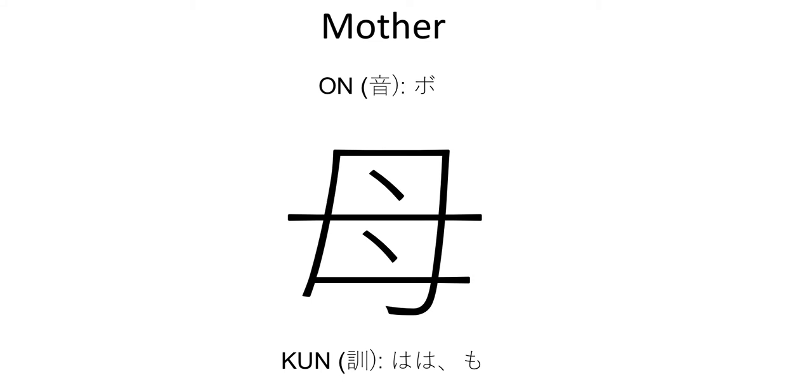There's a straightforward on reading, bo, which is not as common, but it is a good reading to remember. And then there's the kun reading, haha and mo. Mo is rarely ever going to be used, but haha, on the other hand, is used quite often. That's the word you use for referring to your own mother.